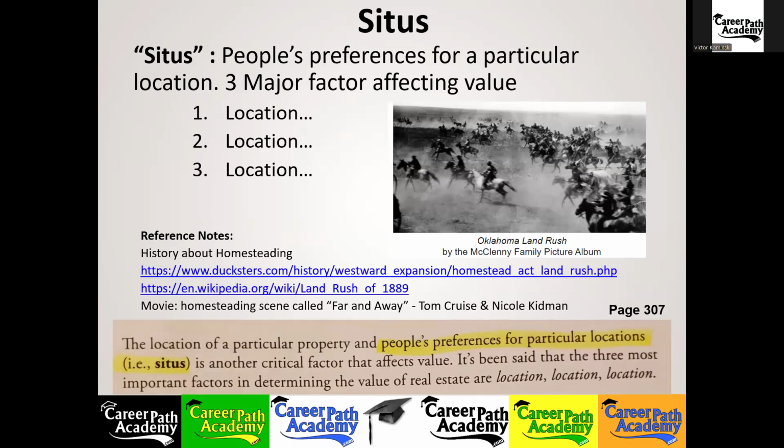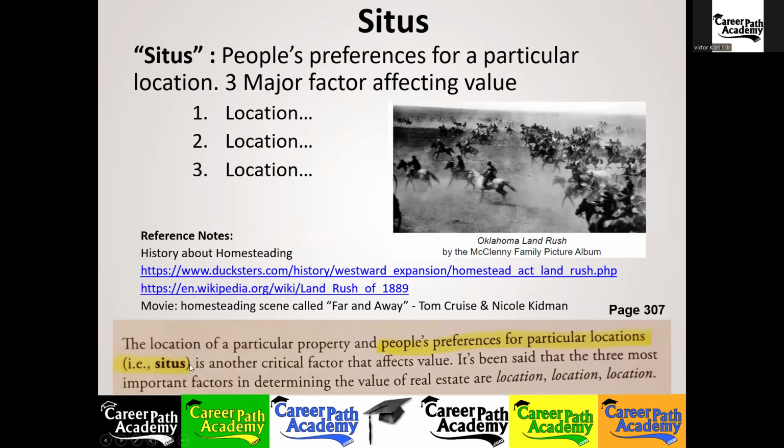Situs, that's the people's preference for a particular location. And what are the three major factors affecting value of real estate? Location, location, and what's that last one? Oh, yeah, location. So let's highlight that on page 307.